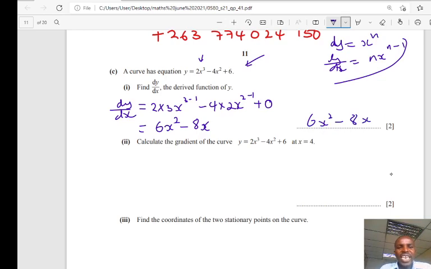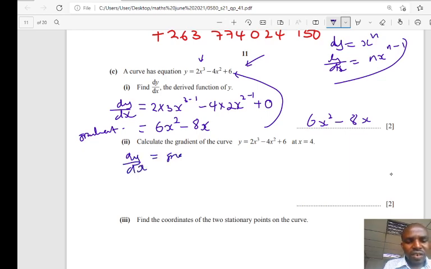Then next, calculate the gradient of the curve at x equals 4. dy dx, that's the gradient. That's what you have to know. As you can see, this is the same function as this one, and dy dx is still the same thing. So to calculate the gradient at x equals 4, your dy dx, that's the gradient, is equals to 6x squared minus 8x.